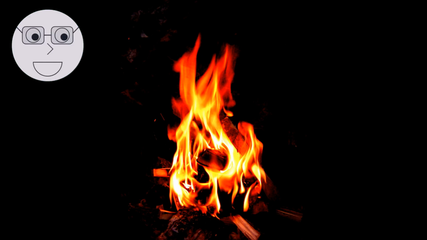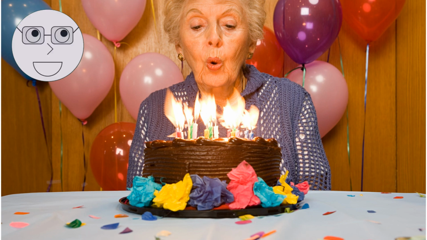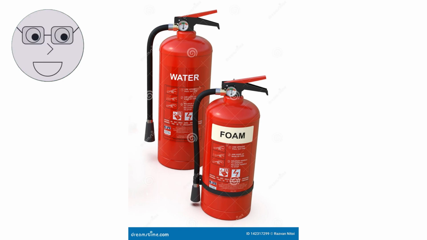to burn. In the chemical equation for combustion, oxygen is represented as O2, which means two oxygen atoms are bonded together. When we blow out a candle, we are removing the oxygen from the flame, which causes it to go out. Fire extinguishers work by removing the oxygen from the fire, either by smothering it with a foam or powder or by displacing the oxygen with a gas like carbon dioxide.